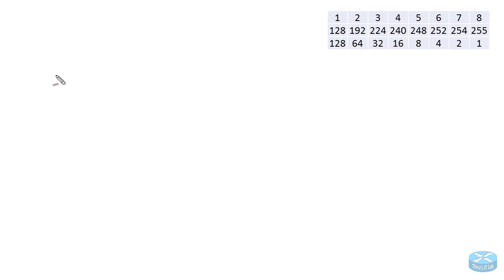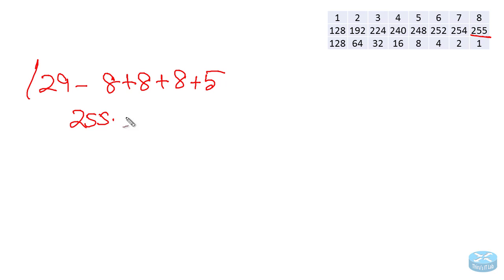Let's do a couple more. Let's say /29. How can we write 29? 8 plus 8 plus 8, 24, plus 5, 29. If 8 bits are on, it's 255. So 255.255.255 dot 5 bits. What is the value for 5? 248.